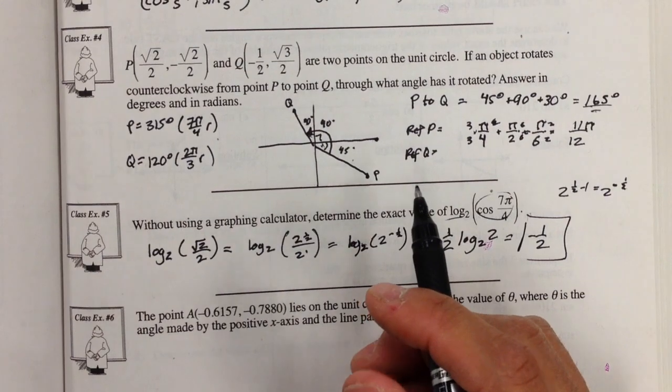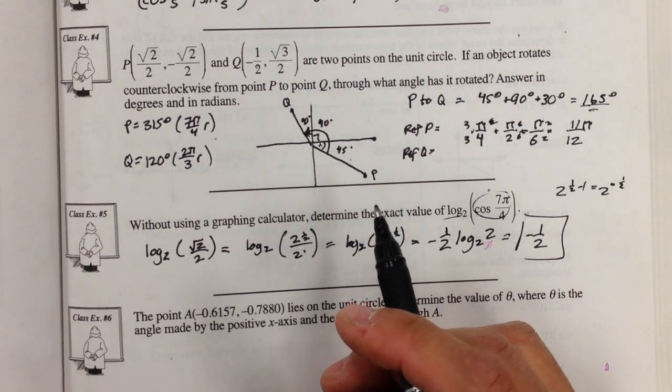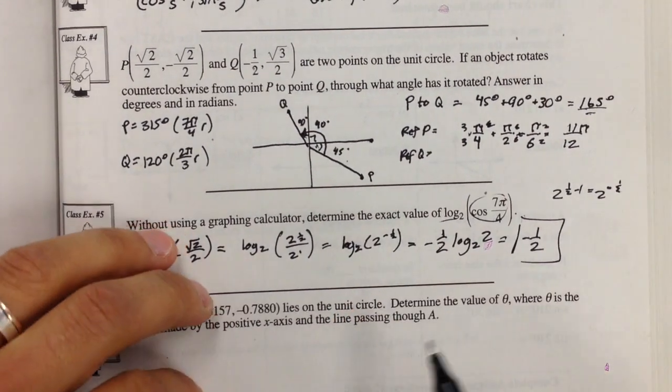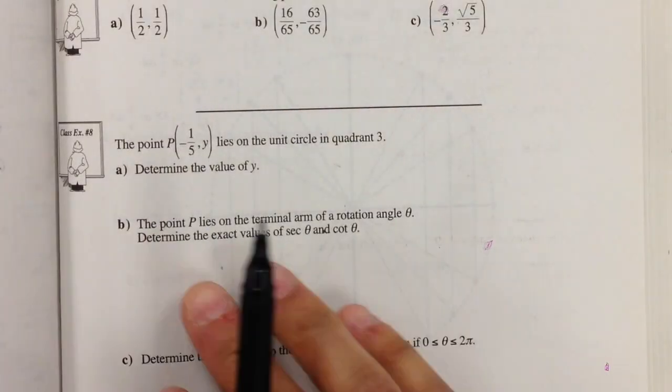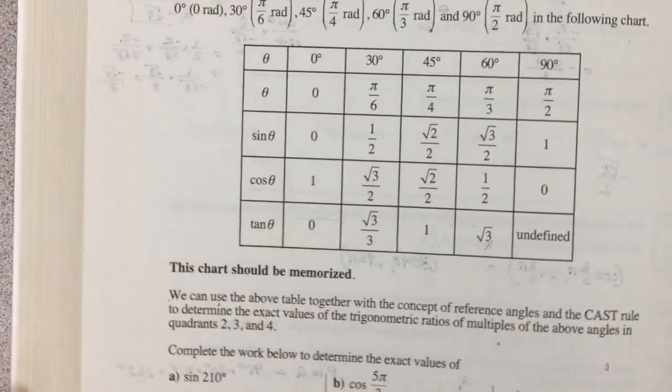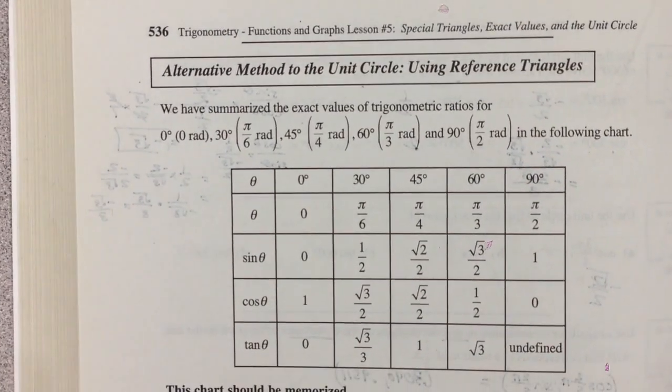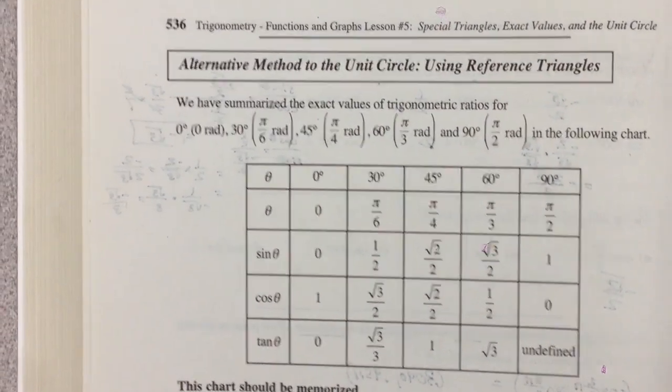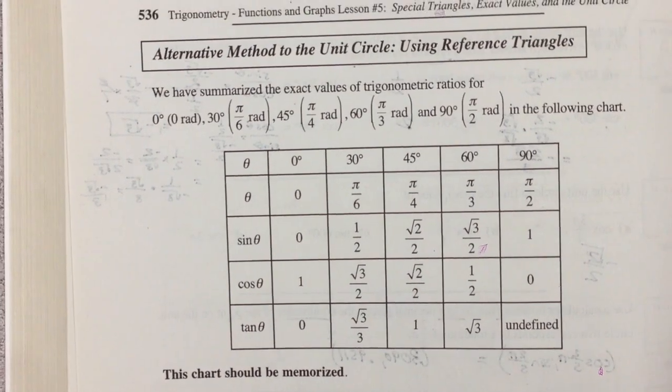Let's see. I'm going to skip this example, and let's move on to determining exact values using the unit circle and reference triangles.